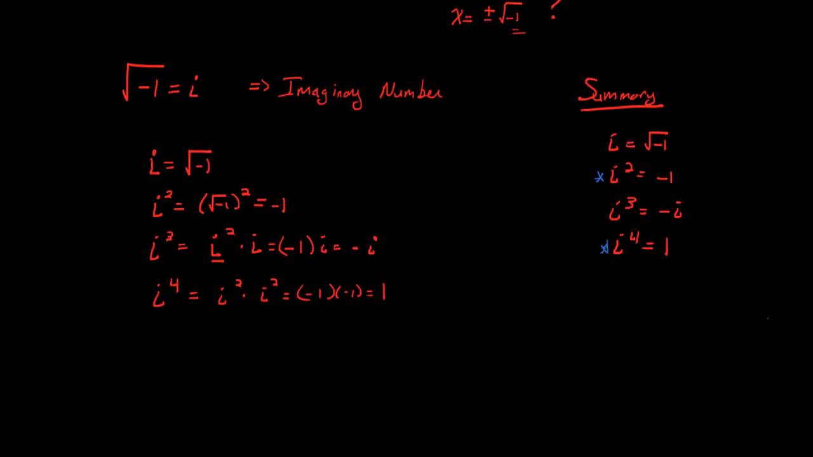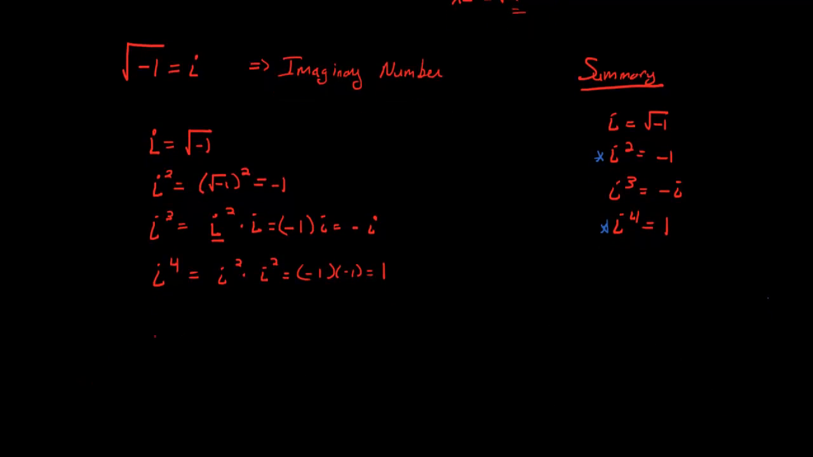For example, let's say I asked you to evaluate i to the 25th. And you say, oh my goodness, that sounds so horrible. How am I going to evaluate i to the 25th? And it's really not so bad, because I like to think to myself, how can I break i to the 25th down into a factor of i to the 4th? Because i to the 4th works out very nicely because it's equal to a value of 1.